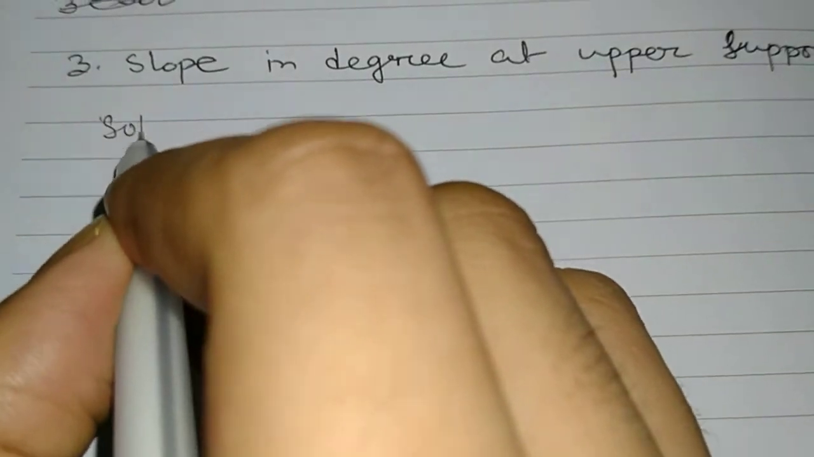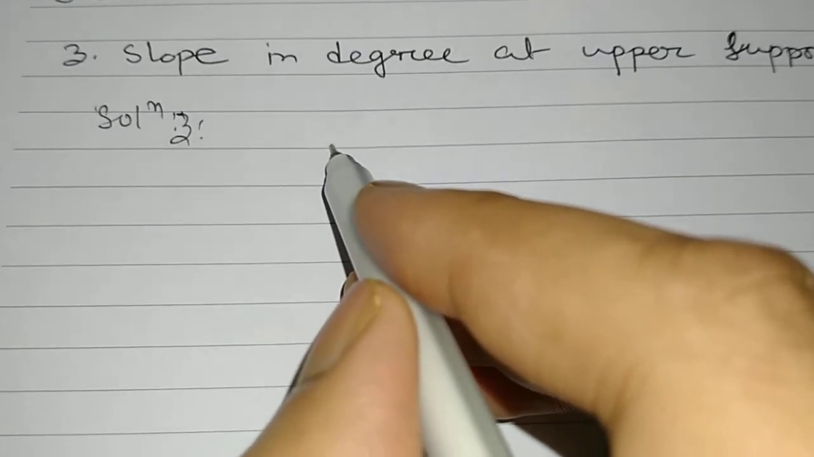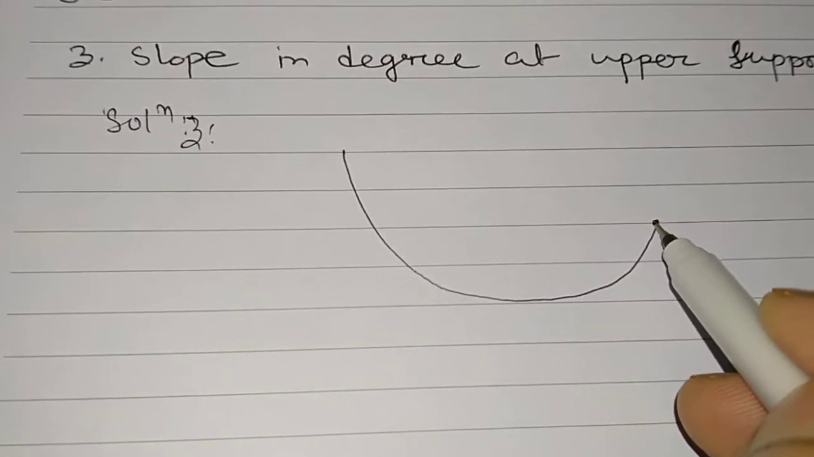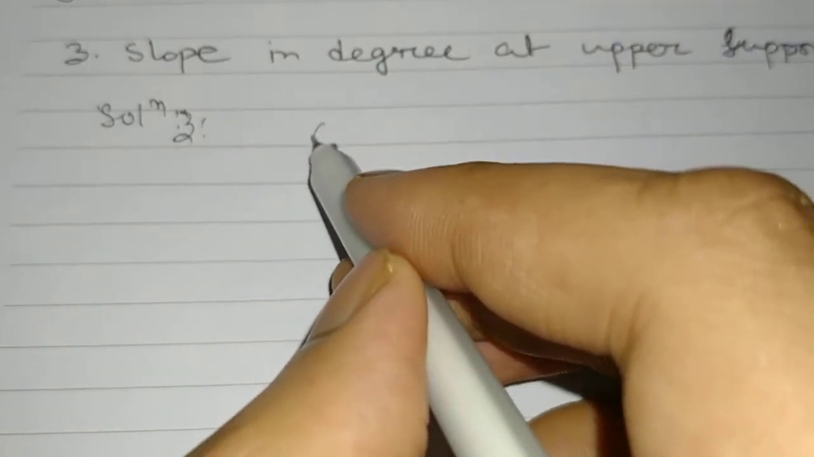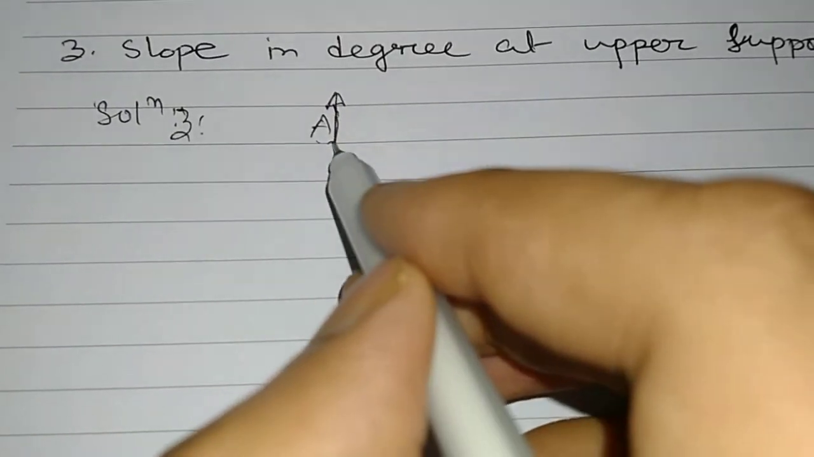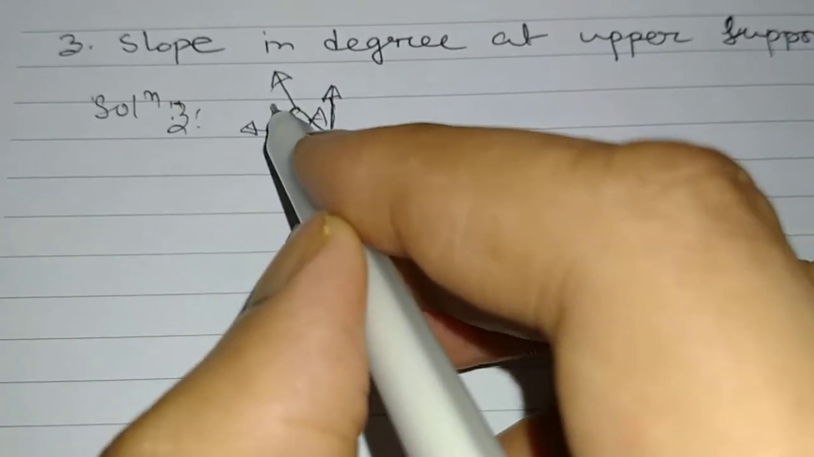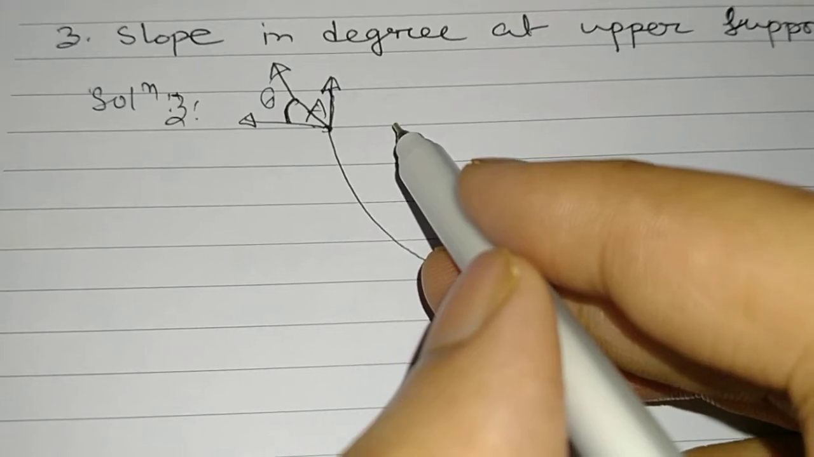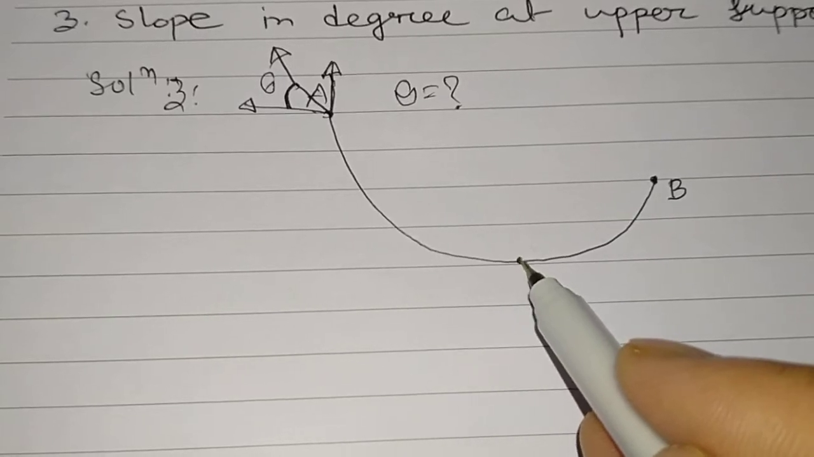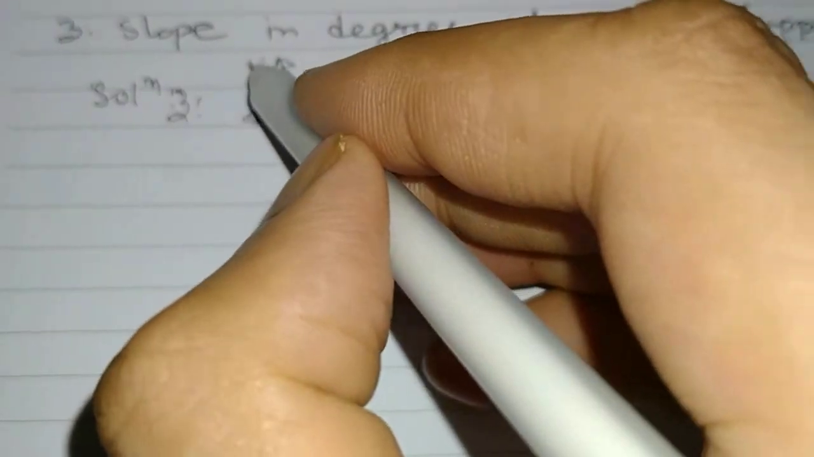Guys, the third question is the slope in degrees at the upper support. So this is the solution of 3. I will draw the picture of this catenary again, which is non-symmetrical, with the lower point B and the higher point, and there is the tension, and this angle is theta. We have to determine the angle theta, where there is a minimum tension Q and a maximum tension F.